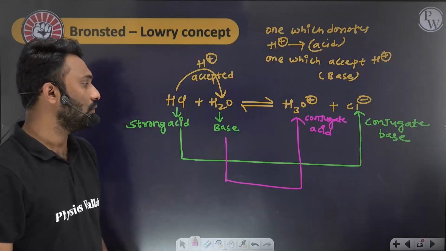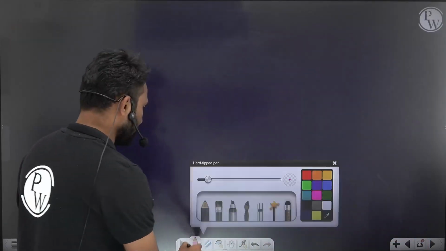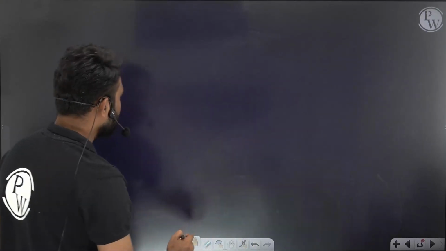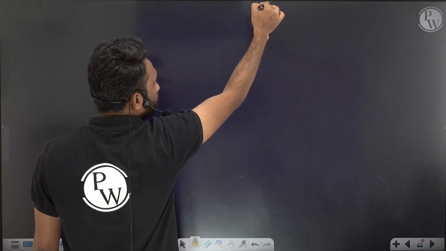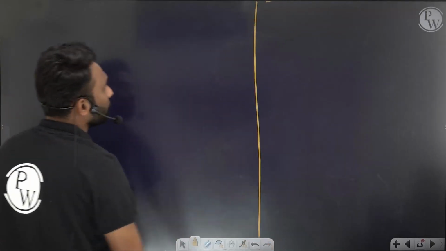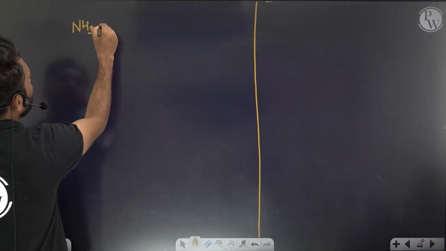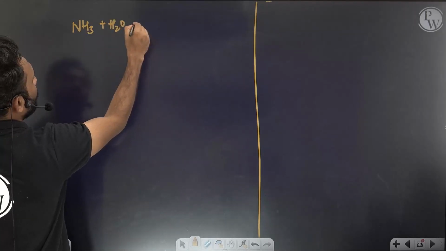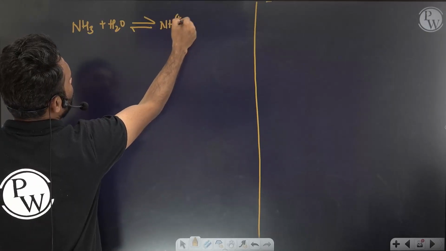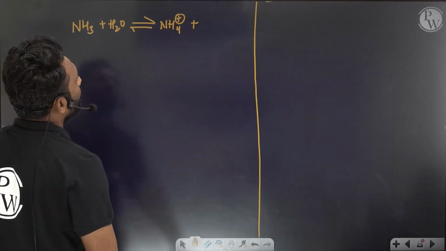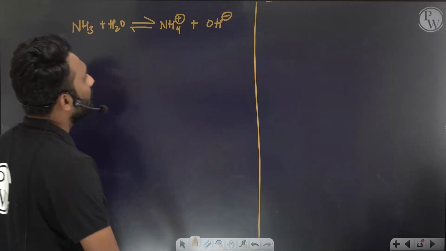Okay. Now the next example. If I am taking NH3 plus H2O gives rise to ammonium ion and OH minus.